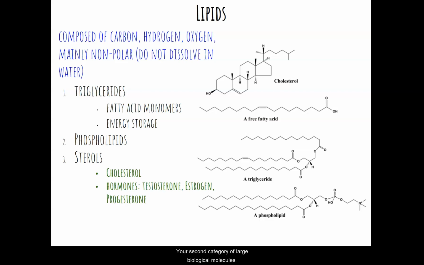Lipids are your second category of large biological molecule. They're composed of carbon and hydrogen and oxygen, and they don't dissolve in water. There are three categories. The first is called triglycerides. When you go to get your blood work done at the doctor's, one of the measures that they'll do is they'll look at your triglycerides. It gives an idea of whether you're overeating or not. Triglycerides have a structure where they are three fatty acid monomers that are connected to a glycerol molecule, and they're used in your body for storage.